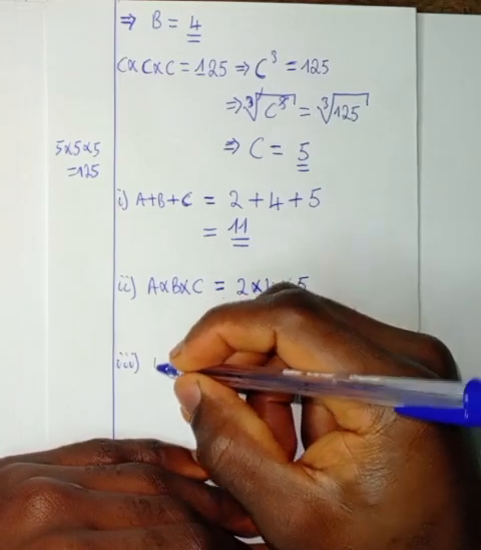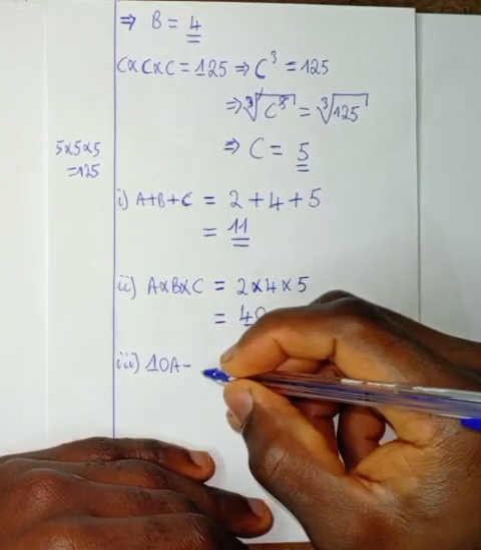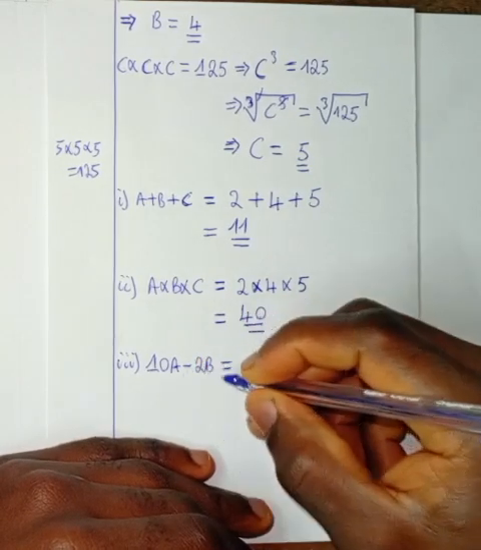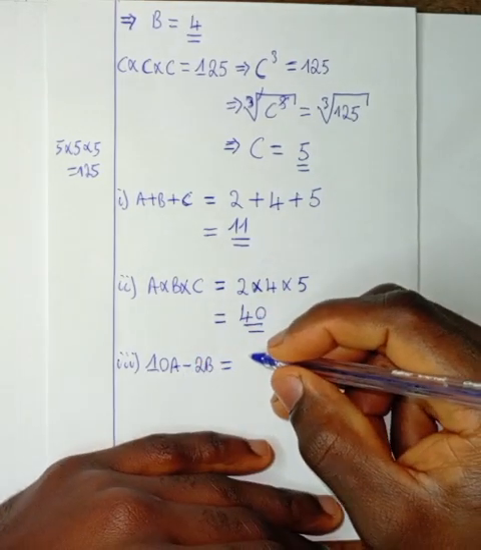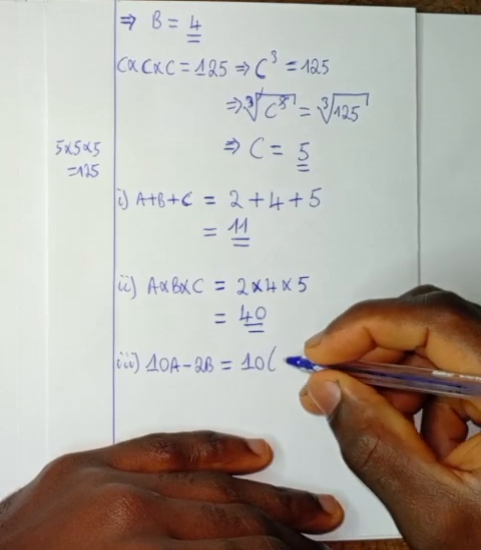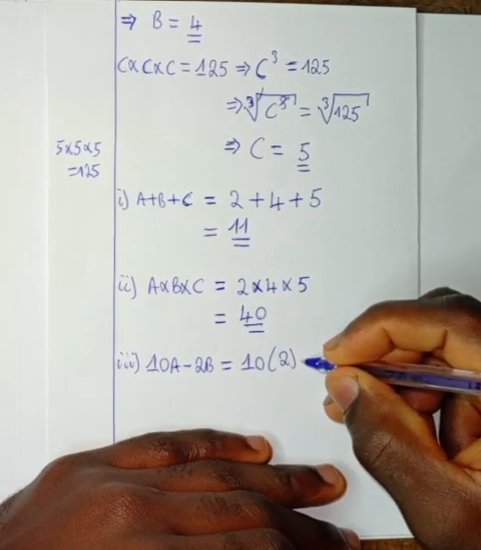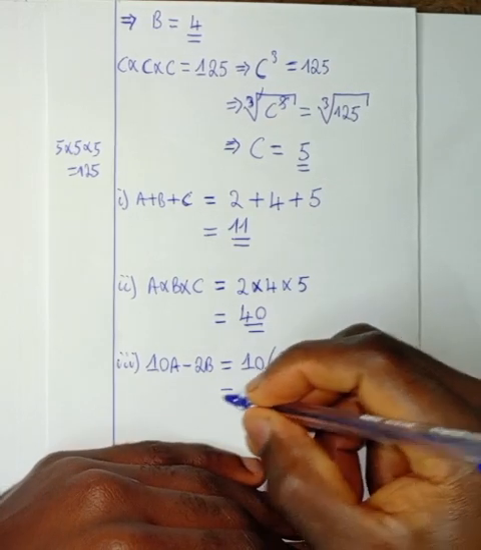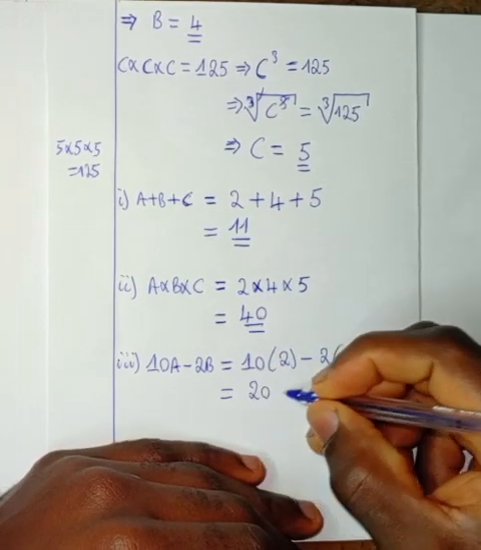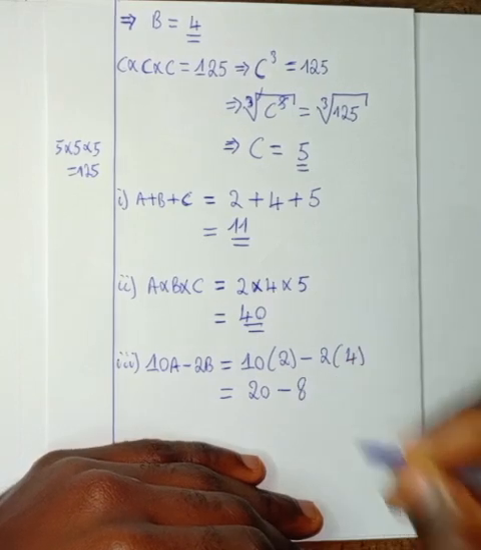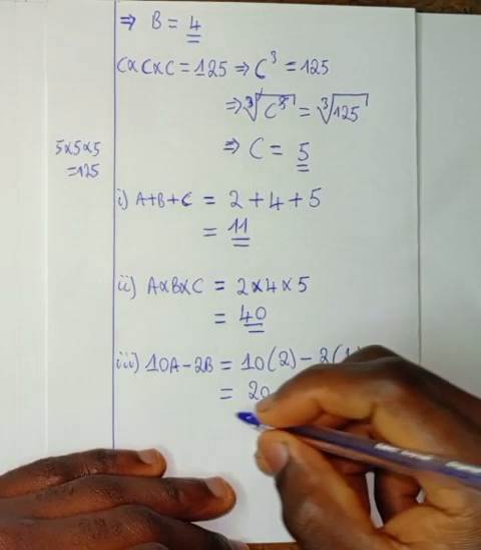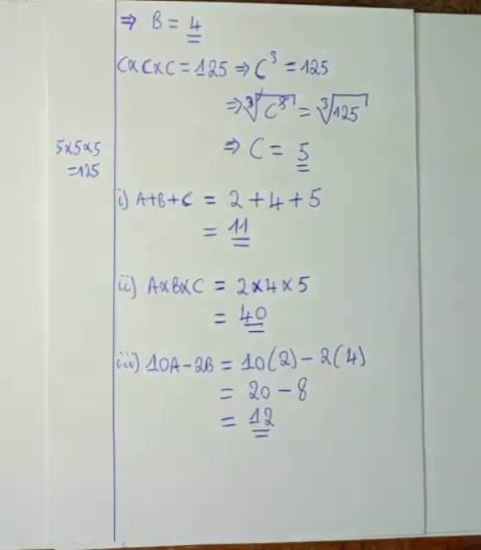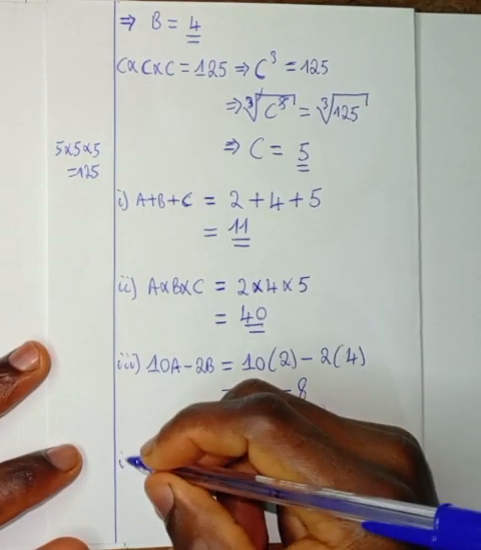We go now to 3. For 3, we have to compute 10a minus 2b. So this will simply be equal to, we are going to replace a and b with their values. This will give us 10 times a, which is equal to 2, minus 2 times b, which is equal to 4. This will give us 10 times 2 is 20, minus 2 times 4, which is 8. 20 minus 8 gives us 12.